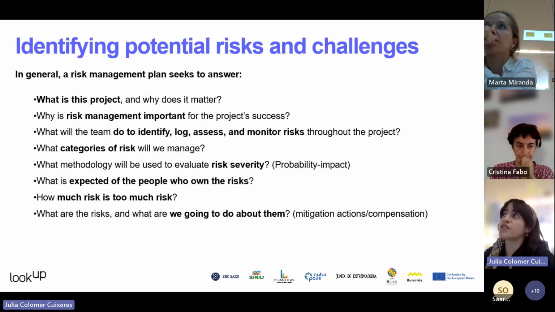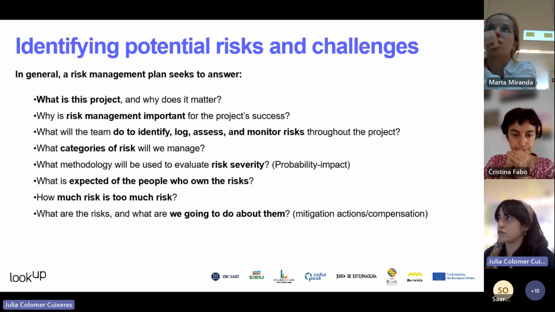Then what methodology will be used to evaluate the risk severity? Usually it's about probability multiplied by impact. For example, the methodology that the European Commission is usually asking for different proposals. So we thought that it could be interesting for you as well.